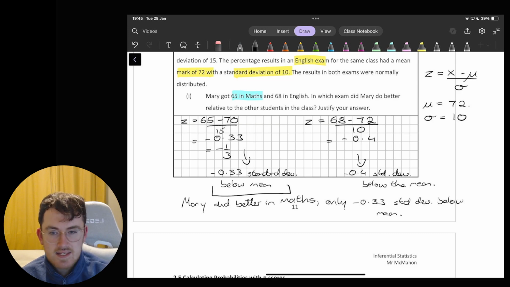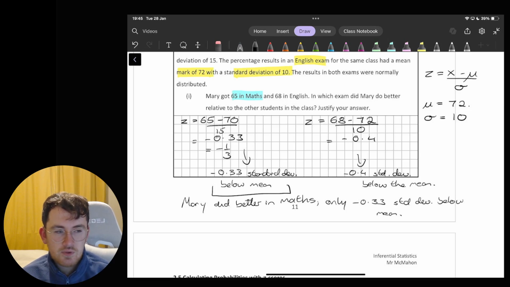And I suppose less than half a standard deviation in both cases. So she is quite close to the mean all the same, particularly with reference to standard deviations there. When you consider, on the right hand side, a standard deviation is 10. So minus 0.4 of that is small enough, 2/5 of a standard deviation away from the mean. So she's still quite close to that mean value in both cases, but slightly closer in maths than she is in English.